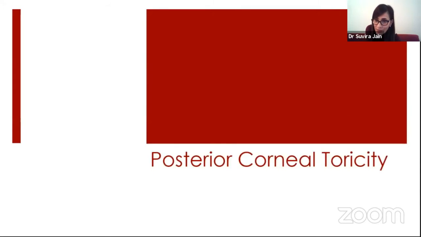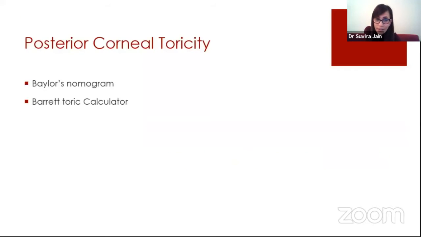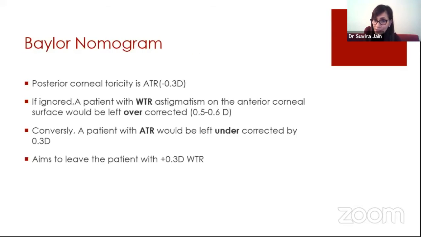Now, till now, we have addressed measurement of the anterior corneal keratometric values. But we cannot discount the importance of the posterior corneal toricity. The posterior corneal toricity is accounted for by the Baylor's nomogram or the Barrett toric calculator.